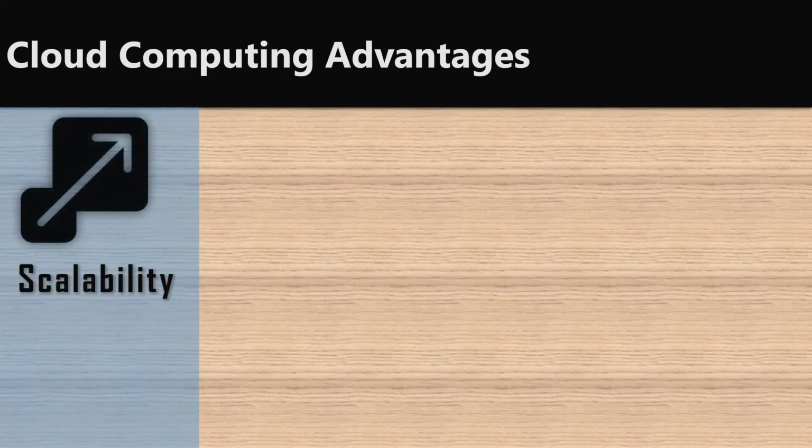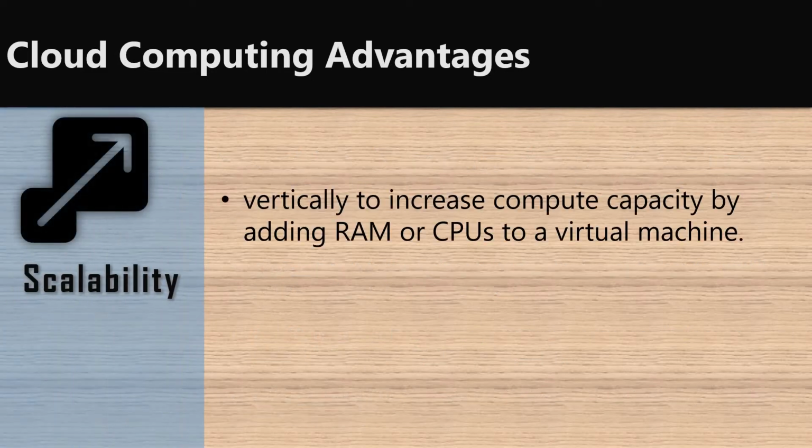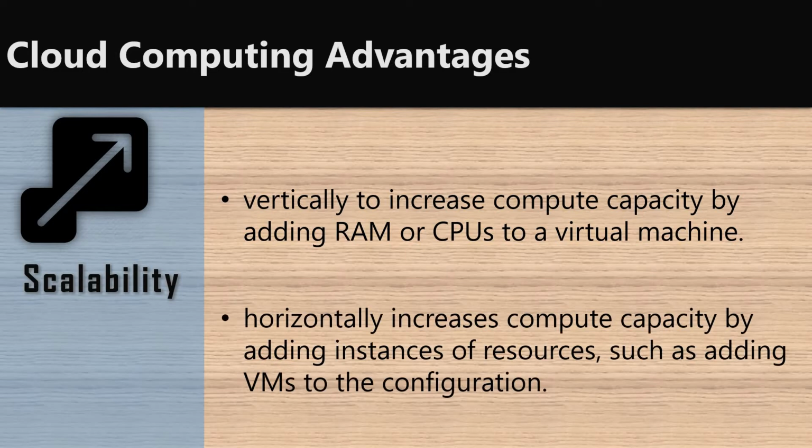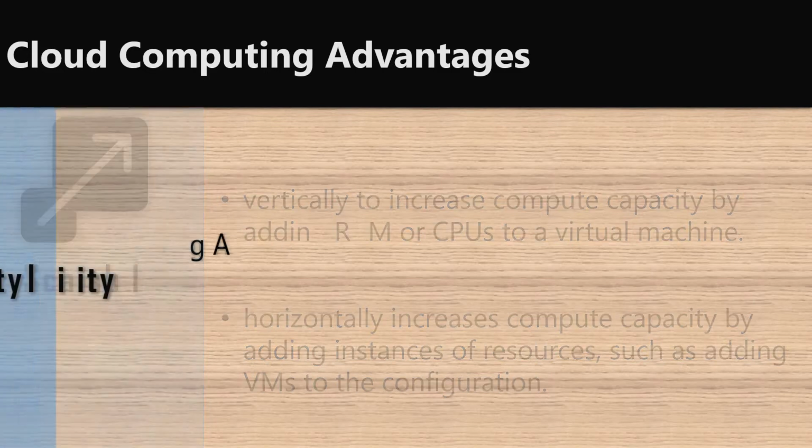Second one is scalability, the ability to add resources horizontally or vertically. Vertically means adding CPUs or RAM, and horizontally means adding a virtual machine to the configuration, which makes your application more scalable, depending on the load of that application.